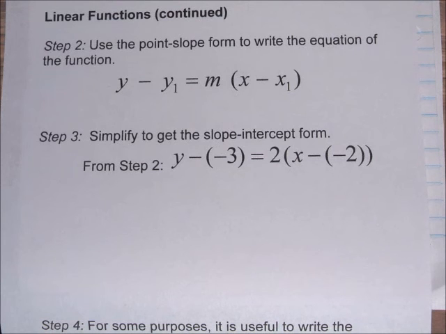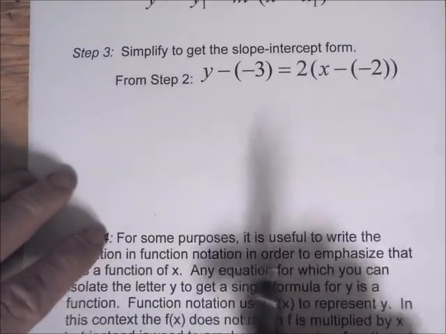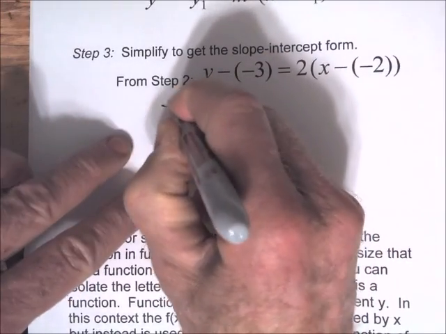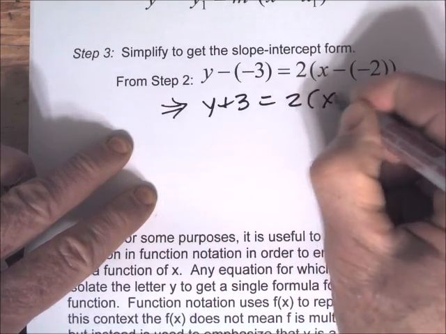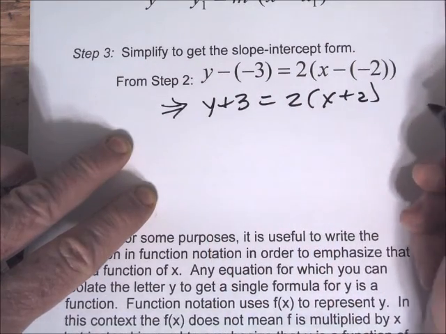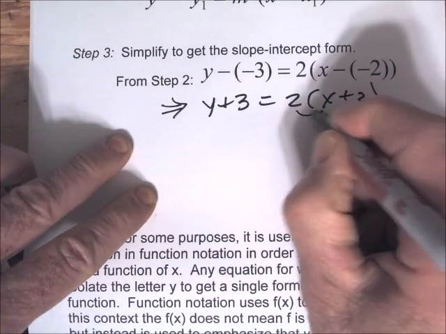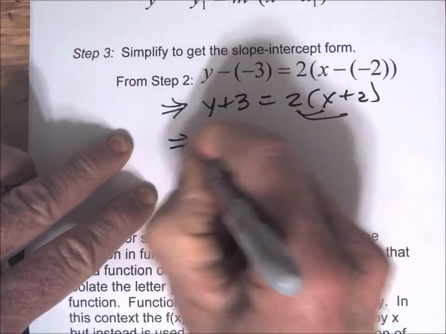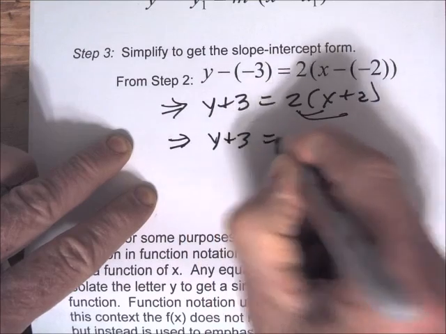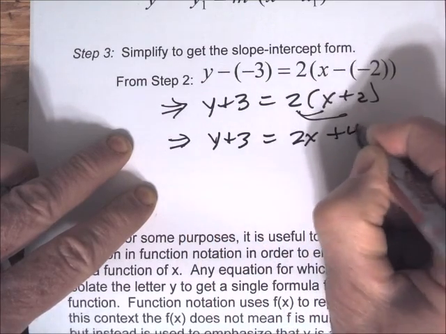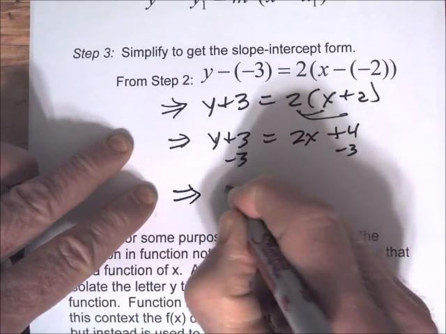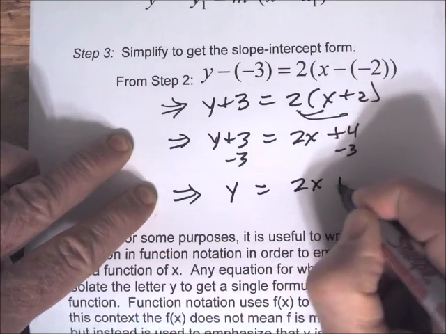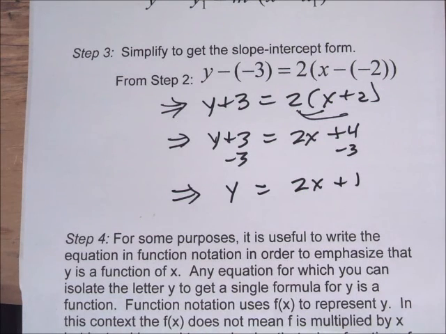We could simplify this to get the slope-intercept form. So double negative is positive, so this becomes y plus 3 is equal to 2 times the quantity x plus 2. And we can distribute the 2. So we'll have y plus 3 equals 2x plus 4. And then subtract 3 from both sides. And that will give us y equals 2x plus 1. So that's the slope-intercept form.